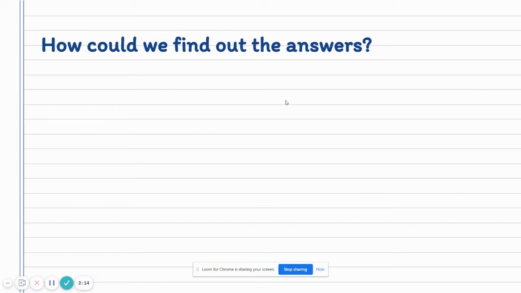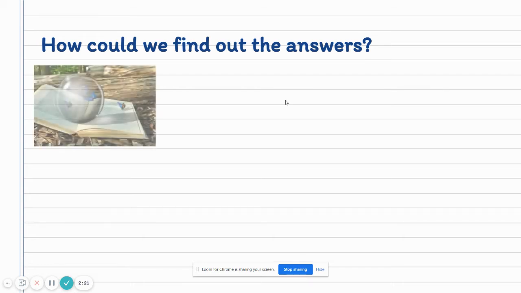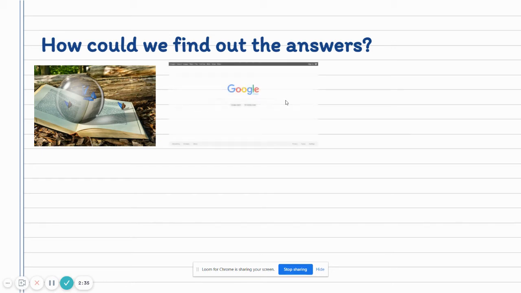How could we find out the answers? Some of you thought about this yesterday, different ways you could find out the answers to certain questions. The first thing we could do is look in a book. I could find a book all about moths or butterflies and read in it to find the answers. I could use the contents page to help me work out which page I need to be looking at. I could also type my question into Google. I could search the internet for my answer.